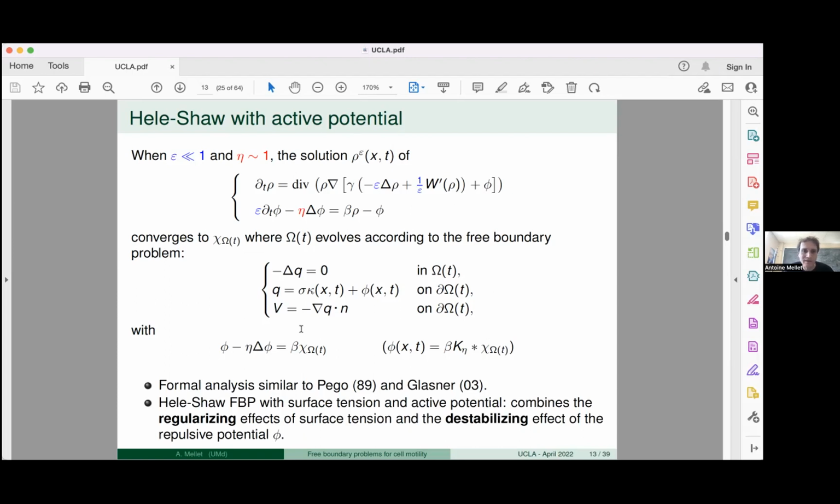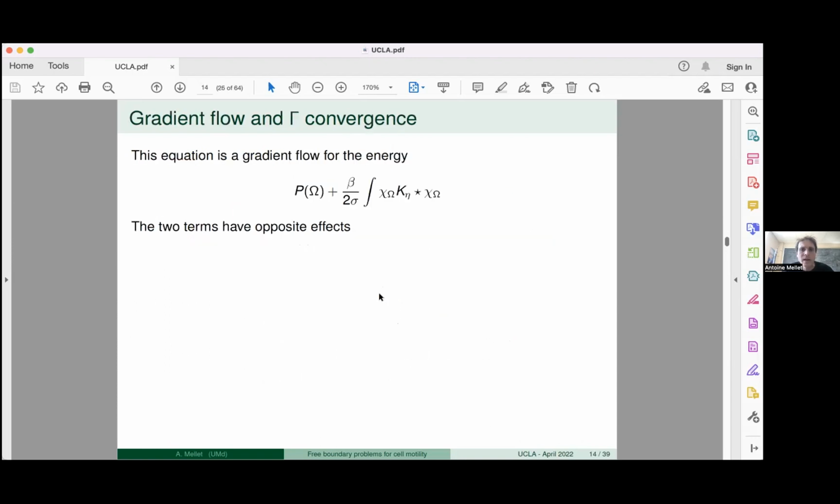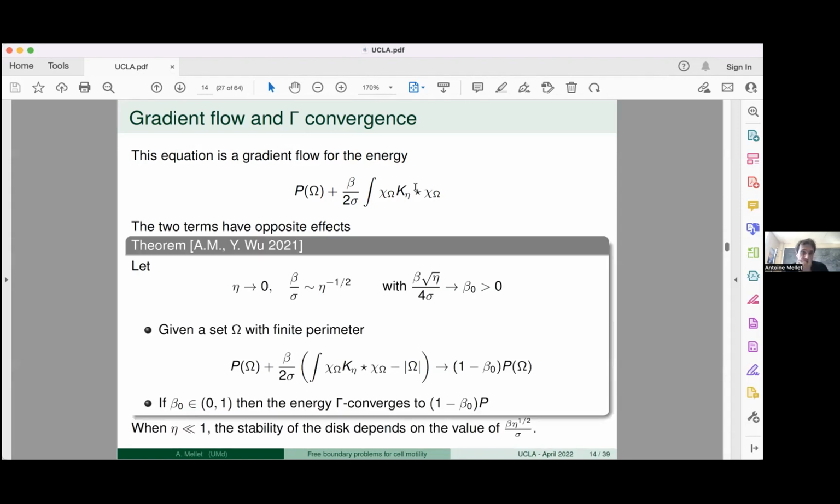And again, I claim that the problem we obtain here, this Hele-Shaw flow, still has those two aspects: the regularizing effect of surface tension and the destabilizing effect of the potential phi. This is very easy to see at the level of the energy. This Hele-Shaw flow is a gradient flow for this energy. You have the perimeter energy, that's where the surface tension comes from. And then this term here, which is basically rho times phi, the characteristic function of omega times phi, which is the effect of the protrusion. Those two terms have completely opposite effects.